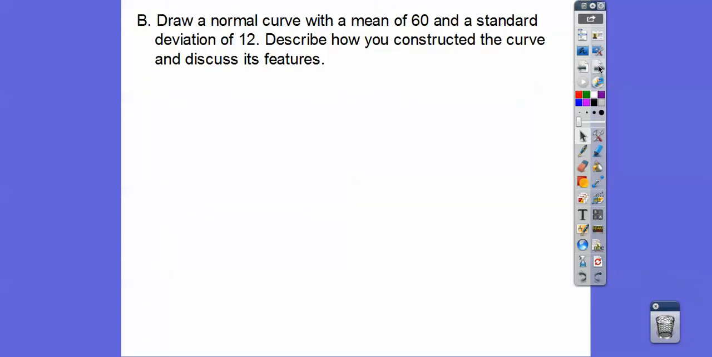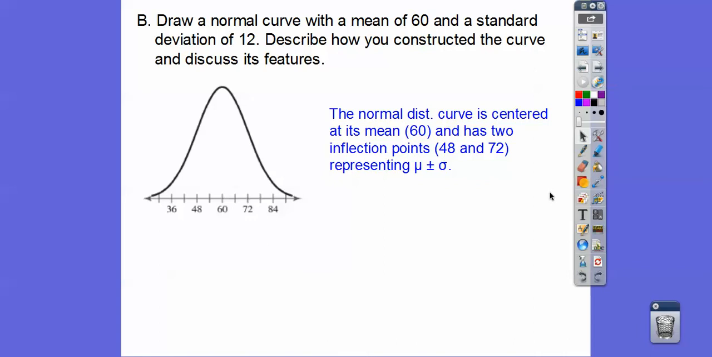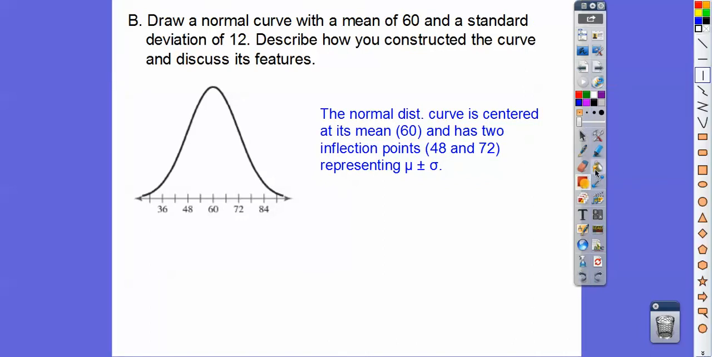Okay, so let's draw a normal curve with a mean of 60 and standard deviation of 12, and describe how you construct the curve. I did miss something in here. You draw a normal curve, and your mean goes right in the middle, and then plus 12, plus 12, plus 12. We should have added another 12 right there. So that would be 96, and then minus 12 is 48, minus 12, and then minus 12 would be over here at -24.